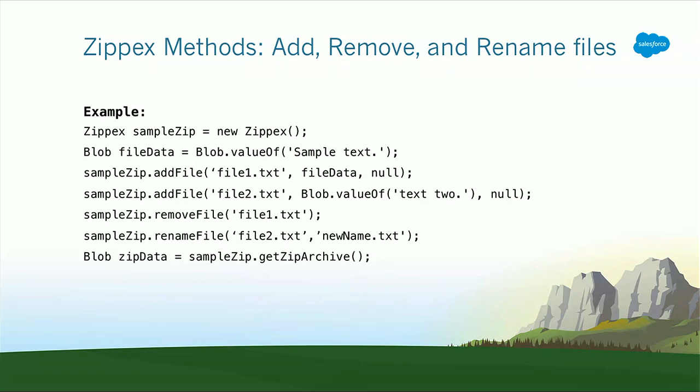And then to actually get the zip archive, right now in memory this is all a hex string, so you want to get it as a blob, and you want to calculate the central directory. You just call the getZipArchive method, and that gives you a zip file.